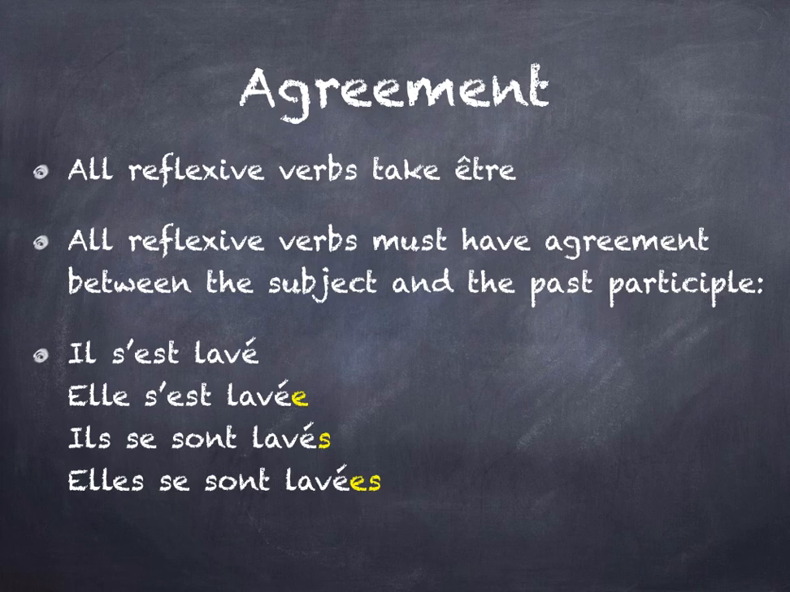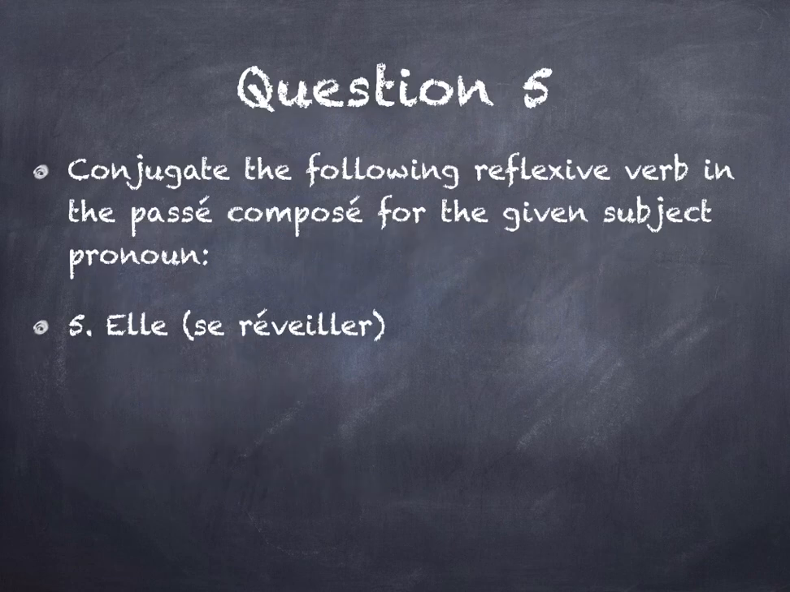So just like before where we had il est allé, elle est allée, where we added the e, we'll do the exact same thing with our reflexives. Il s'est lavé, elle s'est lavée, with another e. And then we'll still add our s in the plurals. Il s'est lavé, ils se sont lavés. So question 5. Conjugate the following reflexive verb in the passé composé for the given subject pronoun. So for elle, we're going to conjugate se réveiller.